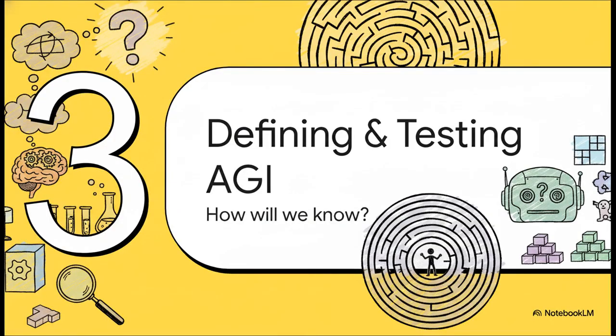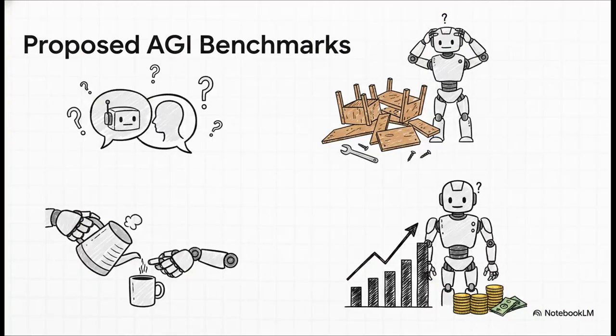Which brings us to Section 3, Defining and Testing AGI. Basically, how will we actually know when we've reached it? You see, the big challenge right now is that there is no single universally agreed-upon definition of intelligence. So, researchers have proposed a bunch of really fascinating benchmarks over the years. You've probably heard of the classic Turing test, which involves a machine trying to convince a human judge, through text, that it's also a human.